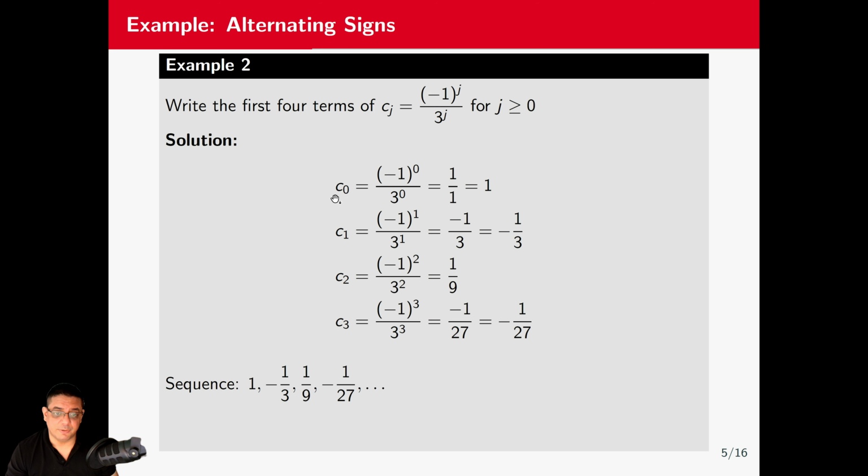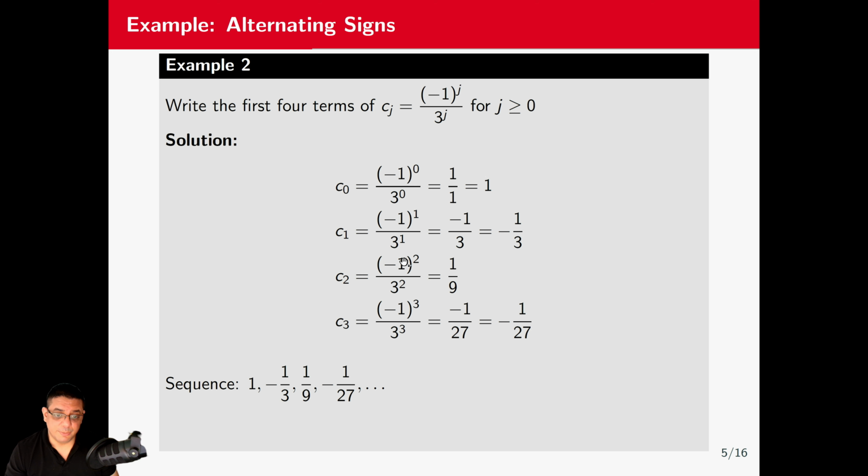So our first term is going to be C0, obviously, since we're going to start from 0. And we're going to get that the first term is minus 1 to the 0 over 3 to the 0. Plug in that 0 from the index, and so we're going to get that C0 is 1. Now, C of 1 will be minus 1 to the 1 over 3 to the 1. So minus 1 to the 1 is just minus 1, and so we're going to get that this is minus 1/3.